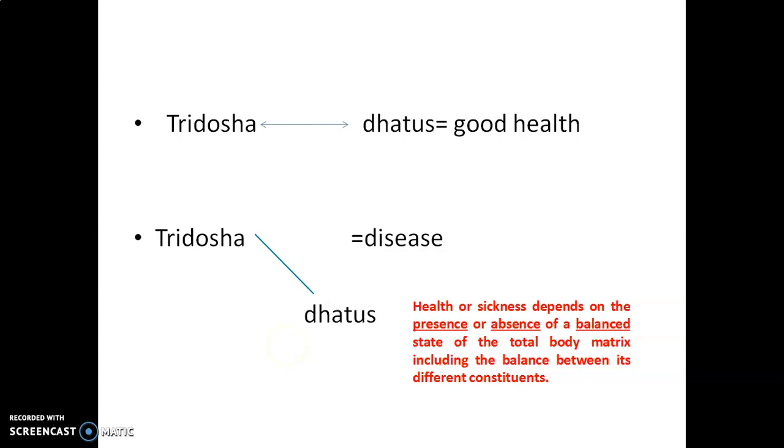Basically, the concept of tridosha and the concept of dhatu should be in perfect balance, and that represents good health. Health or sickness depends on the presence or absence of this balanced state of the total body matrix, including the balance between its different constituents. So if the three doshas and dhatus are in a balanced condition, that reflects good health, and when imbalance happens, that reflects disease.